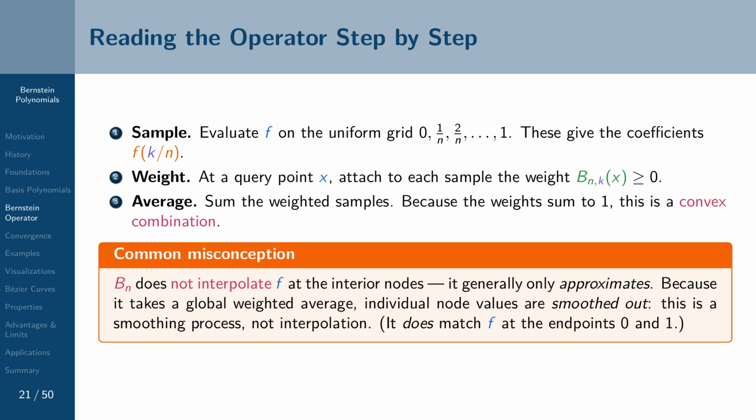One common misconception to flag now. The Bernstein operator does not interpolate f at the interior nodes. It only approximates. It does, however, match f exactly at the two endpoints.